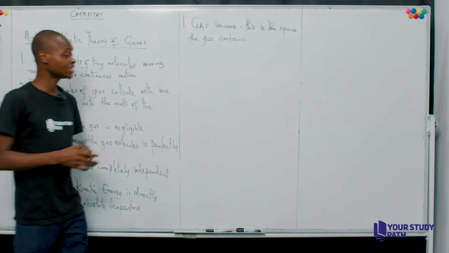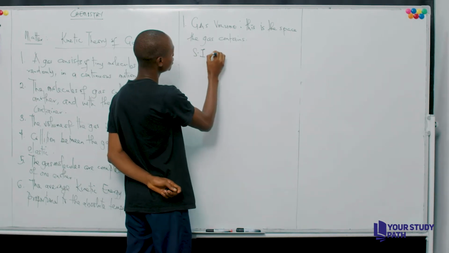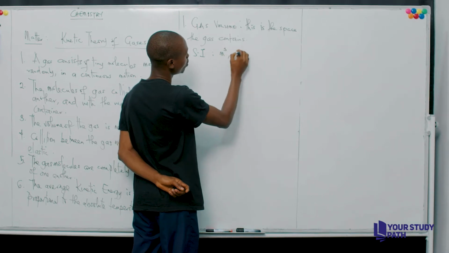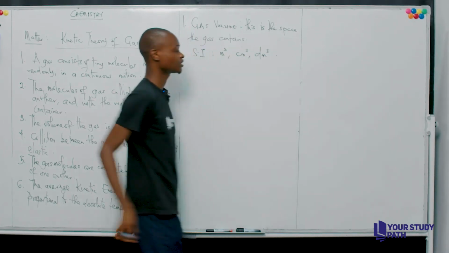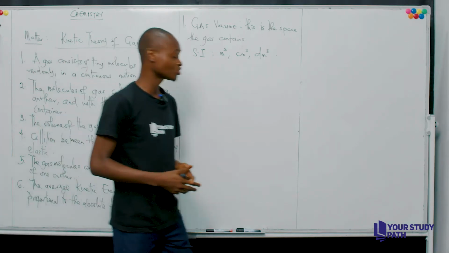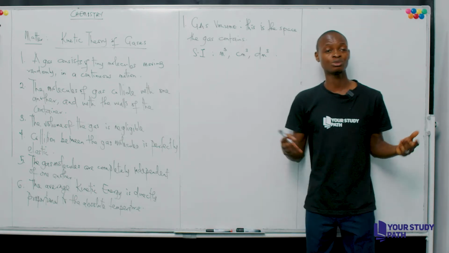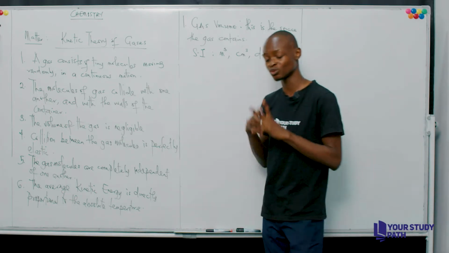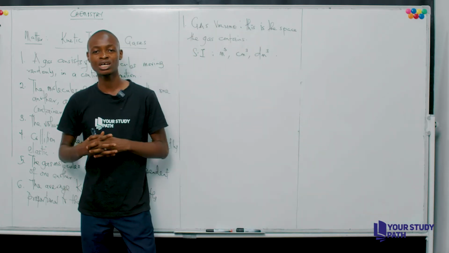It is measured in either meter cube. So the SI unit of measurement is either meter cube or centimeter cube or decimeter cube, as the case might be. In practical chemistry, we usually use the decimeter cube measurement. You may have 22.4 dm cube and so on and so forth. You must get yourself familiar with all these terminologies.